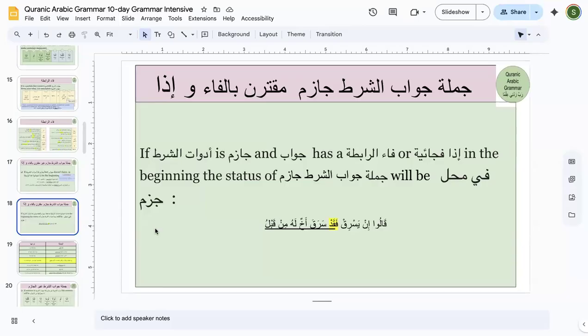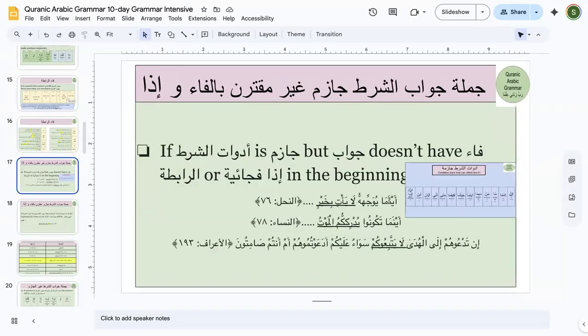It is only going to be the case, there are 2 conditions for that. Your condition tool has to be jazima, which is in, and the jawab must have fa'u rabita. Jawab must have fa'u rabita. Okay, is this clear to all of you? In that case, you will consider your jawab fi mahalli jazmin.